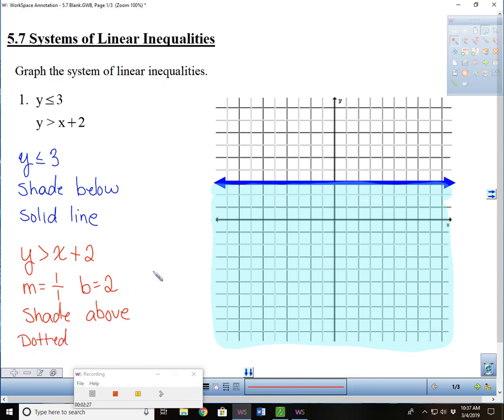So I'm going to start at 2. So 1, 2. And then I'm going to go up 1, to the right 1. And you can do as many of those as you want. I've got to have some on the top and the bottom.